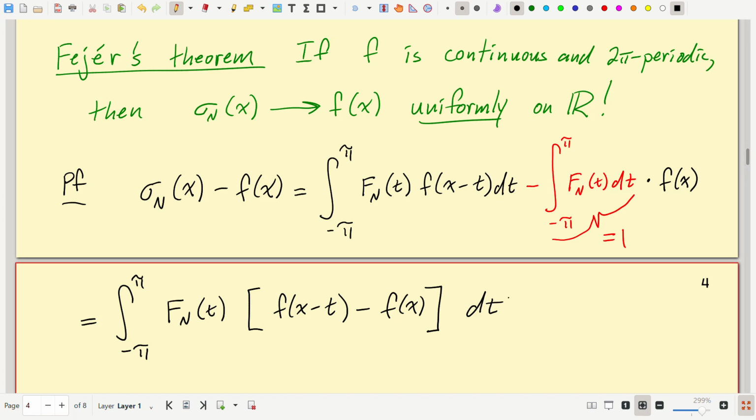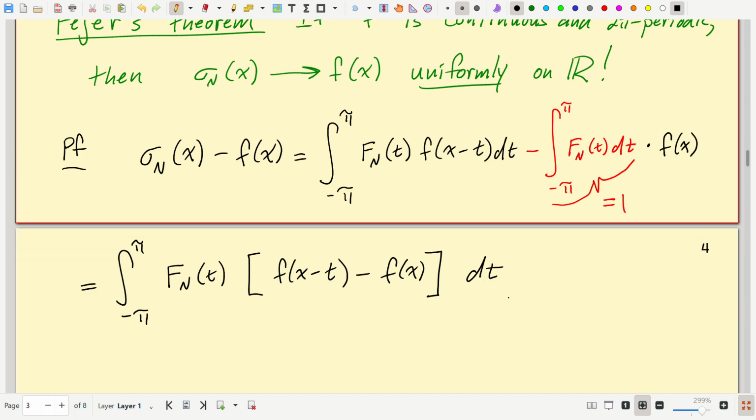Okay, that's feeling just like we did for the Dirichlet kernel. And now there's two things. That fn is big near 0, but that other thing on the right is going to be small near 0. The f of x minus t minus f of x, because of continuity of f, I can make that small. And outside some interval, that one's going to be the small one, and the other one won't be big, but it won't be too big. It'll be controlled.